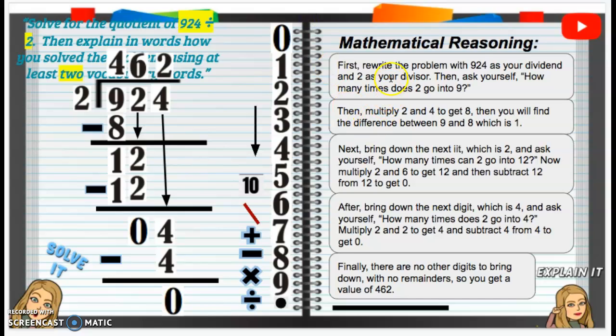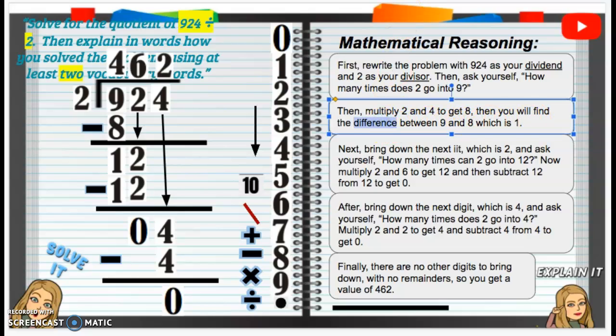So first, rewrite the problem with 924 as your dividend and 2 as your divisor. Those 2 words we did not do yet in our vocab, so not quite those ones, but those are ones to keep on the lookout. You can underline them if you want. So those are to keep on the lookout for our future vocab words. Then ask yourself, how many times does 2 go into 9? And then multiply 2 and 4 to get 8. Then you will find the difference between 9 and 8, which is 1.